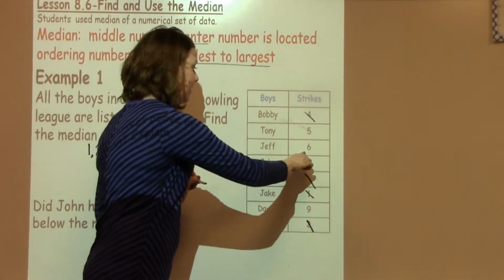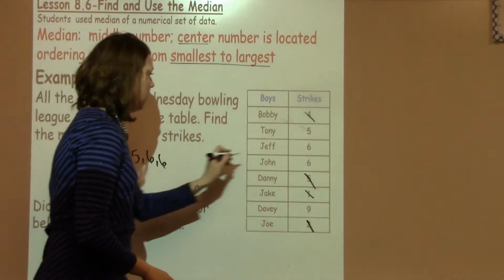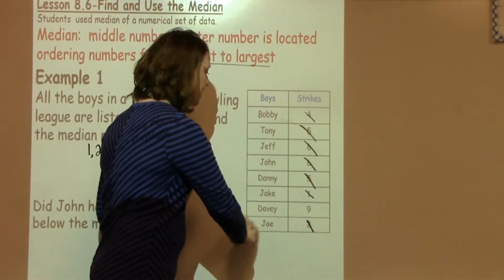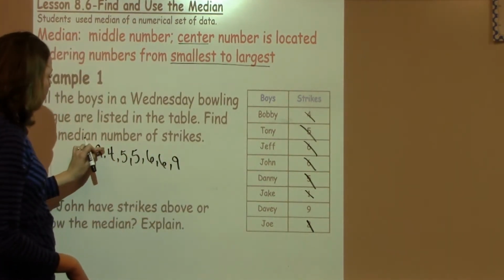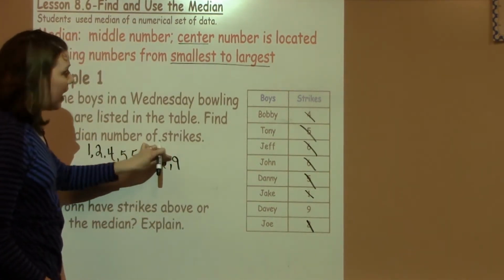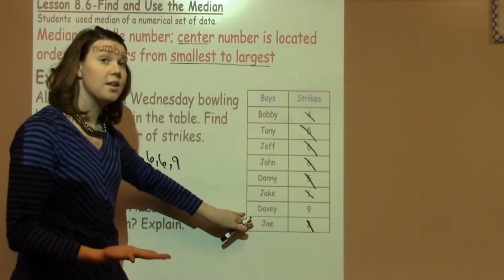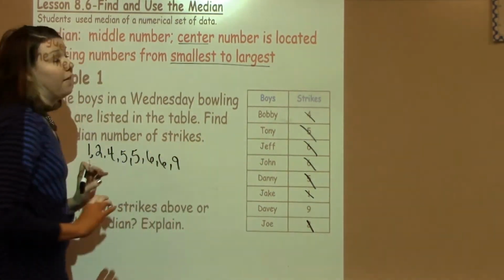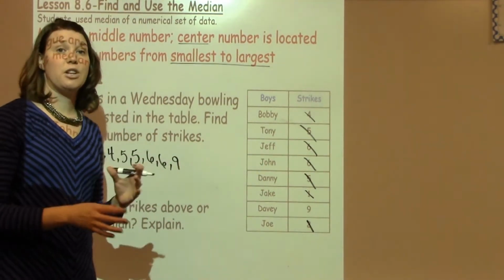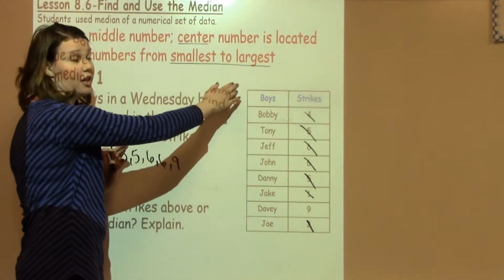Then I need to look at my 6s. I've got Jeff with a 6 and John with a 6. Go ahead and mark those down. And then the last number I have is Davy, and he has 9. I have 1, 2, 3, 4, 5, 6, 7, 8 numbers, 8 boys, which means I've got the right number of data points listed for my median. I always like to double check to make sure I haven't missed anything from my table as I was rewriting it from smallest to largest.